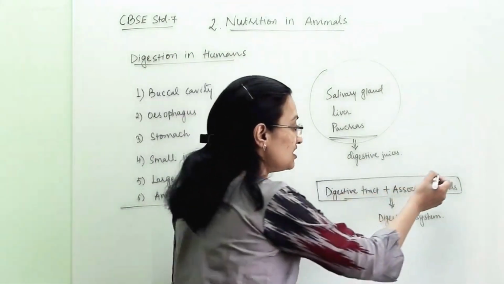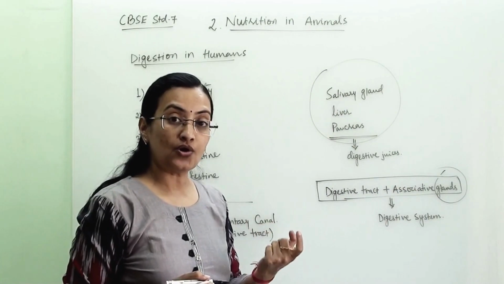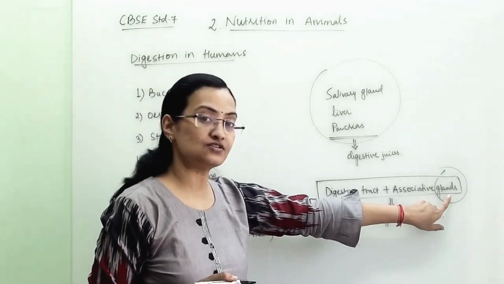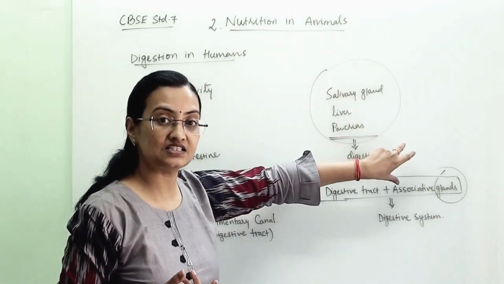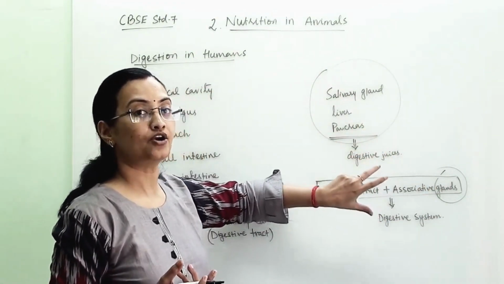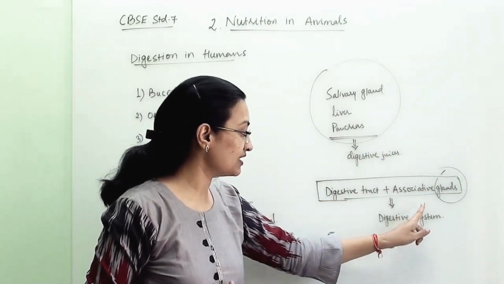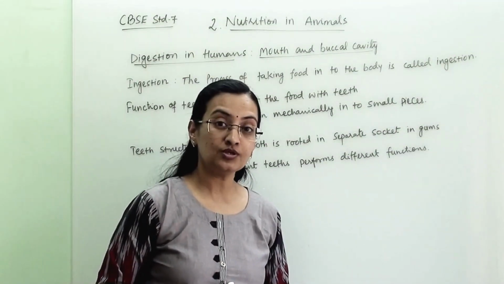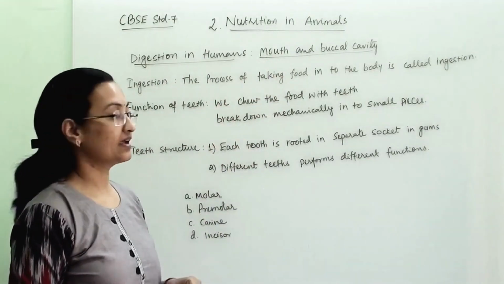Now what is the meaning of gland? Gland means the part of an organ or body which secretes enzymes or hormones. So these glands secrete digestive juices, as they are part of the digestive system. So the digestive tract and associated glands make up the digestive system. Digestion in human beings: we are going to discuss the mouth and buccal cavity.